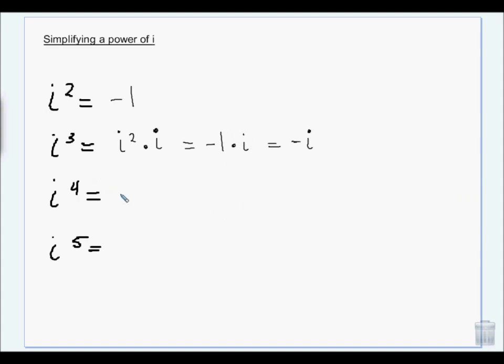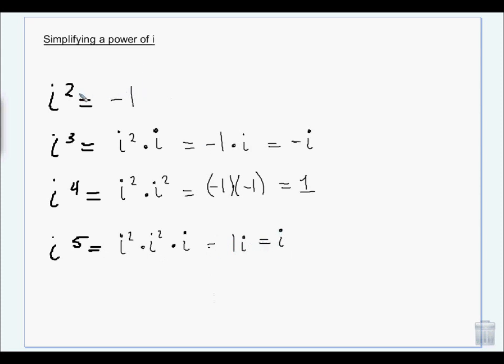i to the fourth is i squared times i squared, so that's -1 times -1, so it's +1. And then we have i to the fifth, which is i squared times i squared times i. i to the fourth is 1, so I get 1 times i, or just i.